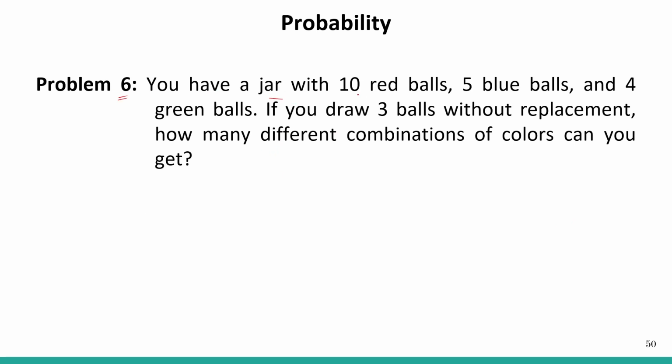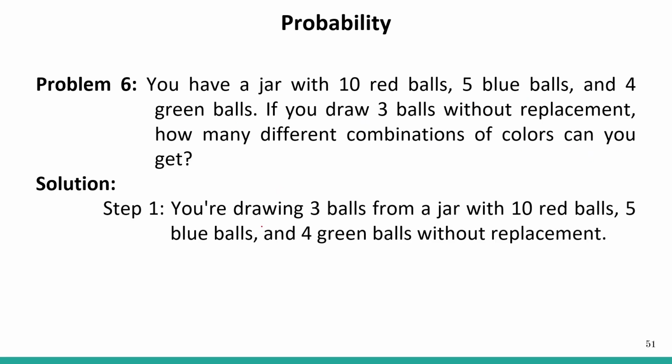So let's go forward with problem number 6. You have a jar with 10 red balls, 5 blue balls and 4 green balls. If you draw 3 balls without replacement, how many different combinations of colors can you get? So the total number of balls is 10 plus 5 plus 4, which is 19 balls in total. I draw 3 balls without replacement, I don't replace them.